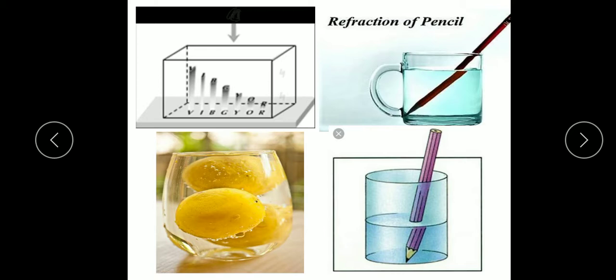And one more example is what you can do on your own. The pencil partially immersed in water appears to be bent because of the refraction of light coming from the part of the pencil that is under water. This is also a common example, and you can do it on your own. And one more is, when a lemon is placed in a glass containing water, it appears to be bigger than its actual size when viewed from the side. So these are the common examples of the refraction of light.